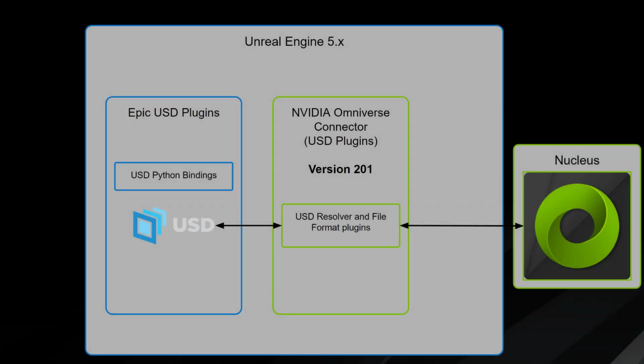Now, in Unreal Engine 5.0 and 5.1, the connector is using the USD libraries from Epic's plugins. This allows the connector to use utility functions like blend shape import, for example, and also to use the USD Python bindings so that you can access a USD stage that resides on Nucleus from within Unreal Engine using Python.